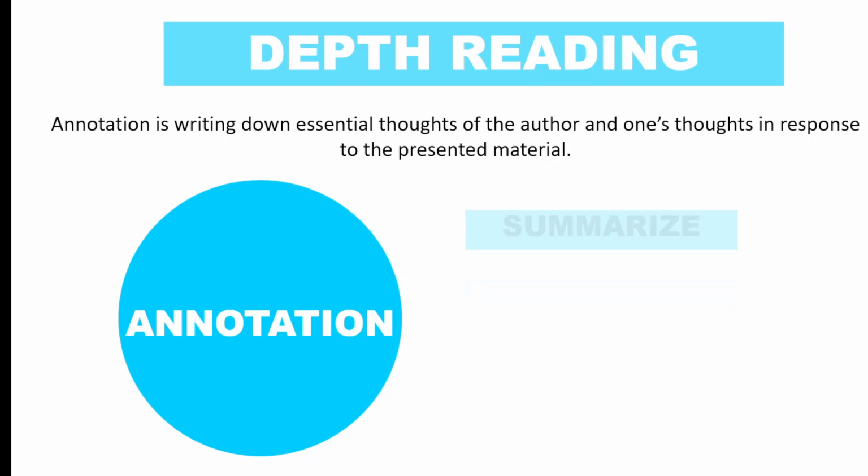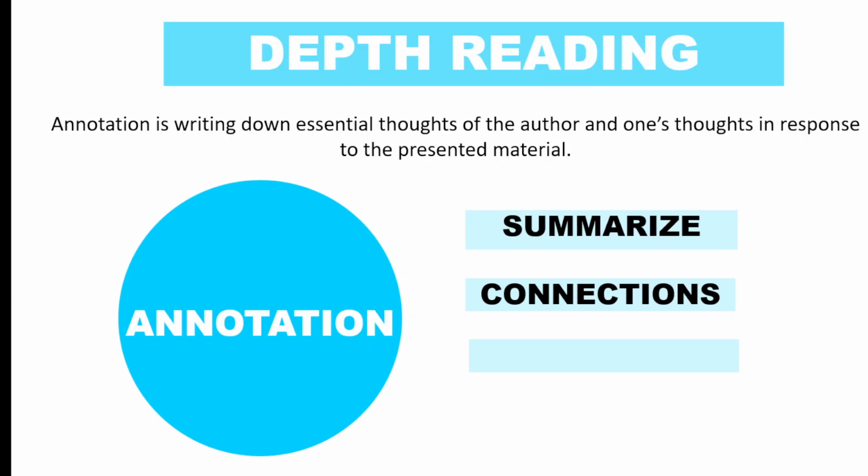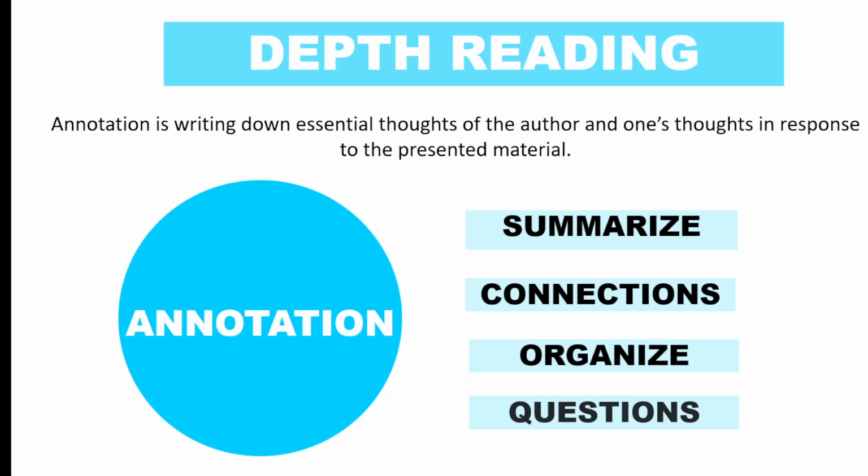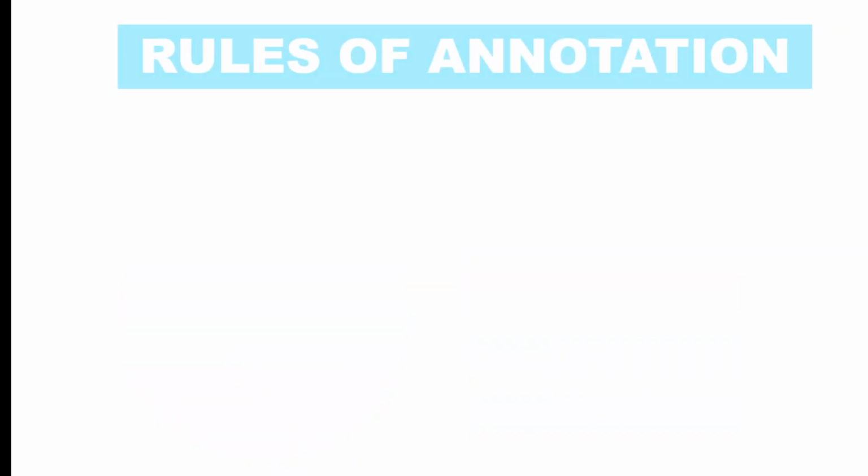So annotations have the following parts. Summarization, that is number one. Connections: connection with your knowledge, your experience, other books, other thoughts you have. Organization: you try to make the text more organized and more concise. And questions. That is the last part: after reading and understanding, a certain curiosity comes to you. Suppose there is a gap in knowledge and you are not able to make sense of something, you ask questions and try to find their answers in the book or think up solutions. So that is depth reading.